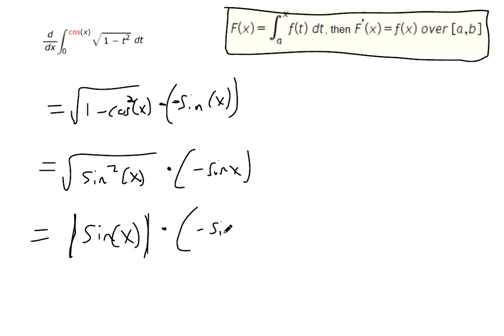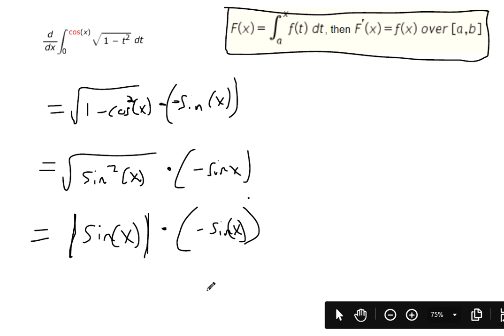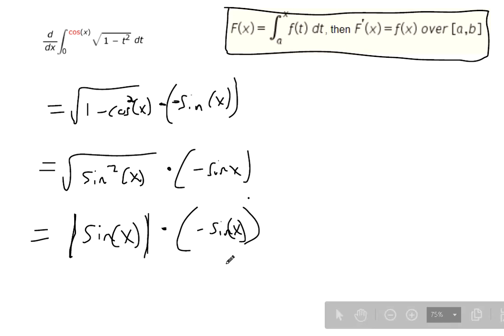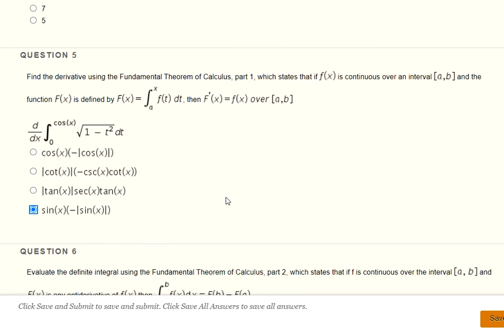So for the practice midterm, that's why this is the correct answer. I'm not sure what it looks like with multiple choice, though. Absolute value of sine x times negative sine of x. So it looks like the negative sign has just been rearranged there, but that should be the correct answer.